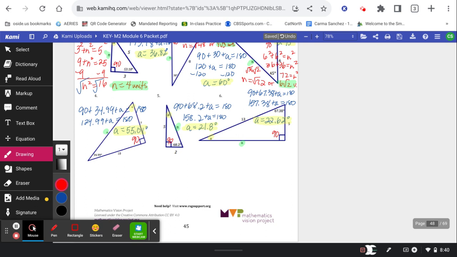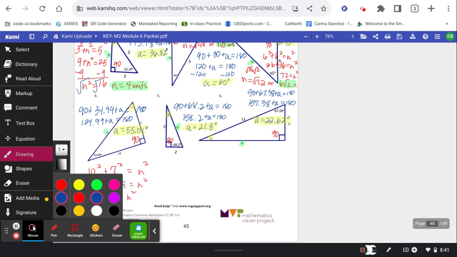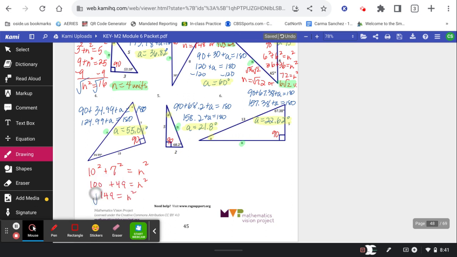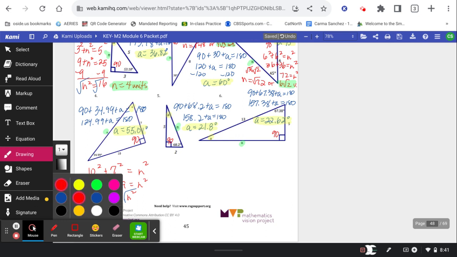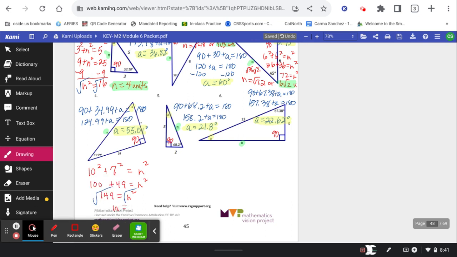Next, I've got 10 squared plus 7 squared is equal to the missing hypotenuse squared. That's going to give me 149. Square root both sides, and I get n is equal to the square root of 149. Let's try to break that one down for a second. That one's not as straightforward.